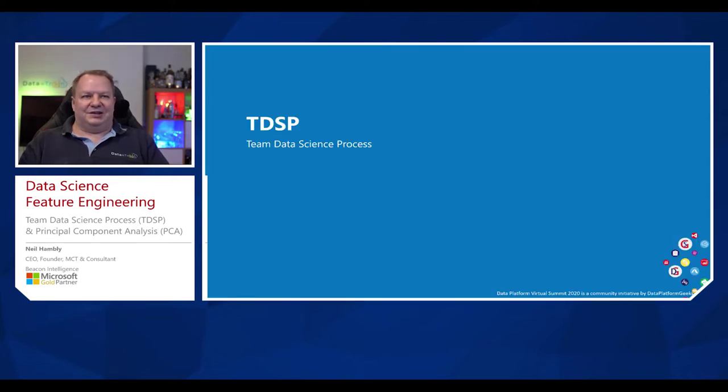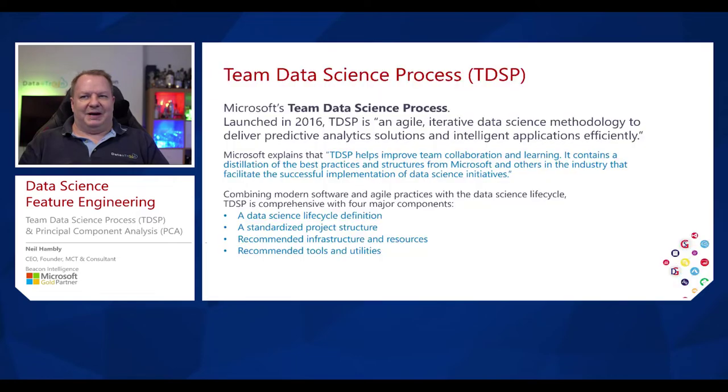So team data science process, let's explore what this is all about. Firstly, it was launched in 2016. It's an agile, iterative data science methodology. It's grown out of something called CRISP-DM, and I explore that in one of my other sessions. I'll give you the links to that later. But we don't have time to go through all of that background information now. It's a methodology that allows us to approach predictive analytics and data science work as a team, and to follow a process and understand the nature of that process, how it's circular, how it goes back on itself several times in order to get that final result in terms of the accuracy of the models that we're going to deploy. So that's really cool.